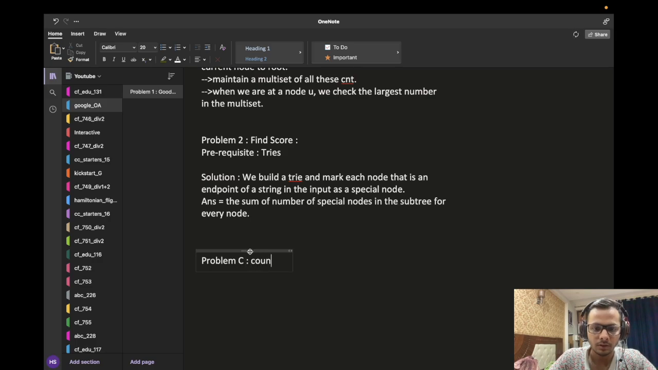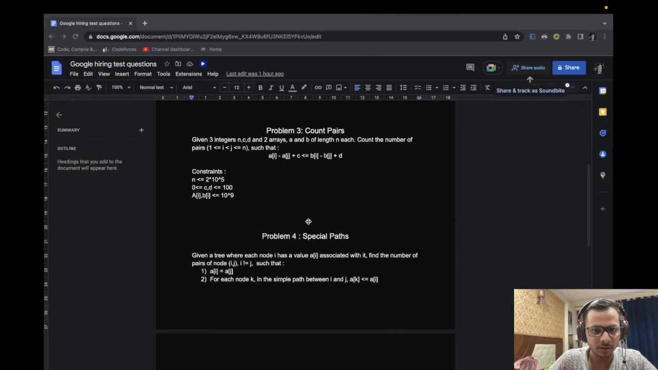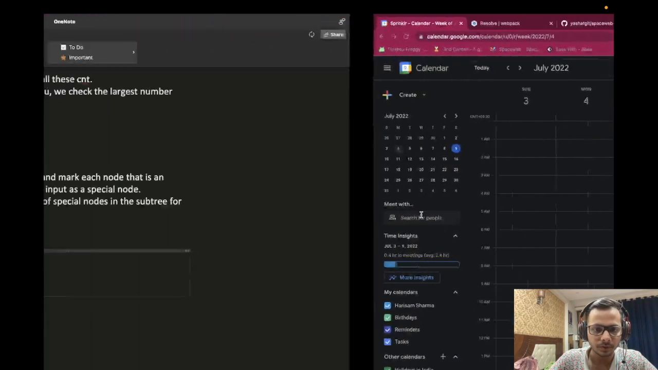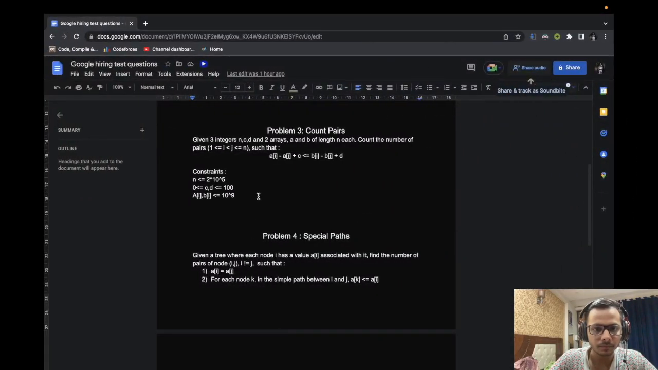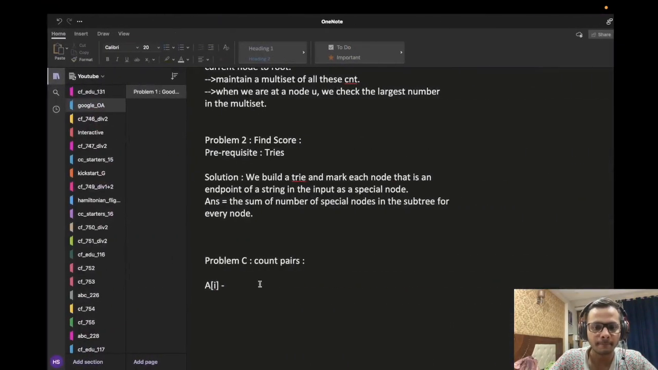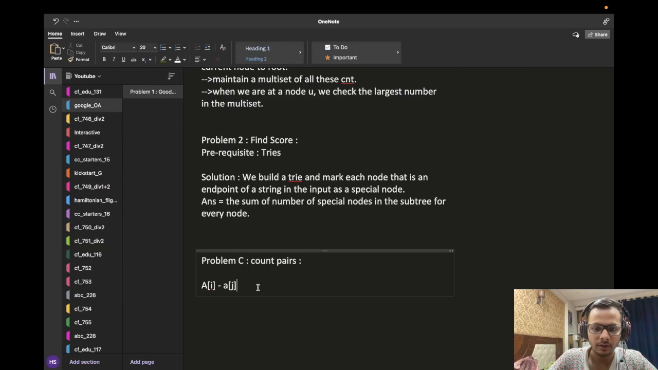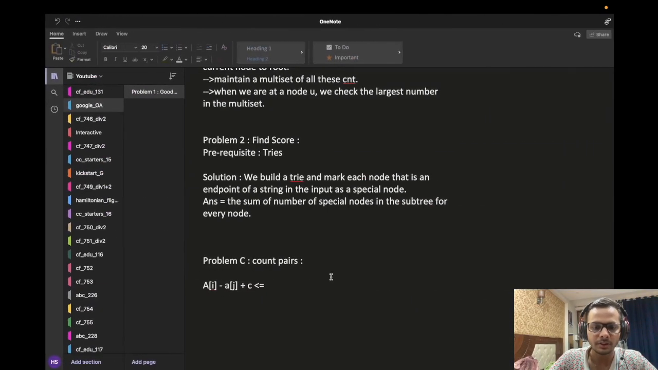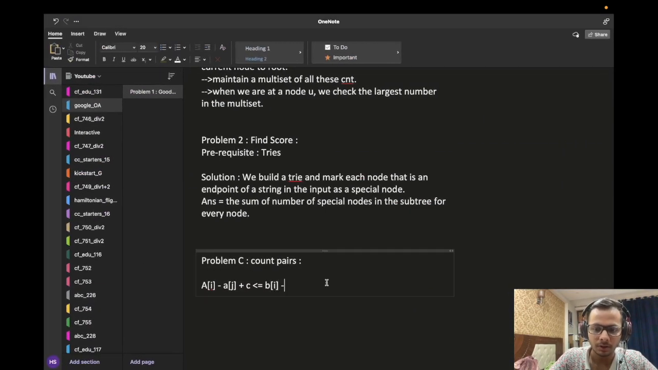Problem C, count pairs. Okay, so the expression that we have here is a_i minus a_j plus c, right? So a_i minus a_j plus c is less than or equal to b_i minus b_j plus d, right? So b_i minus b_j plus d.